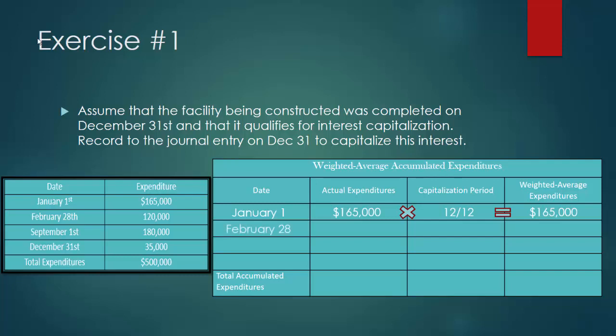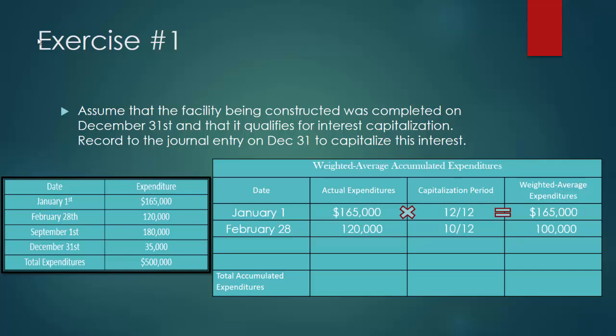Next up, on February 28th, Michelson made another expenditure of $120,000. Again, they can only capitalize for the period after the expenditure was made until the job was done. So this is on February 28th, which means they can't use January or February because those months had already passed, so they get the rest of the year, March through December, or 10 months. So if they multiply that actual expenditure of $120,000 by 10/12, their weighted average expenditure is going to be $100,000.